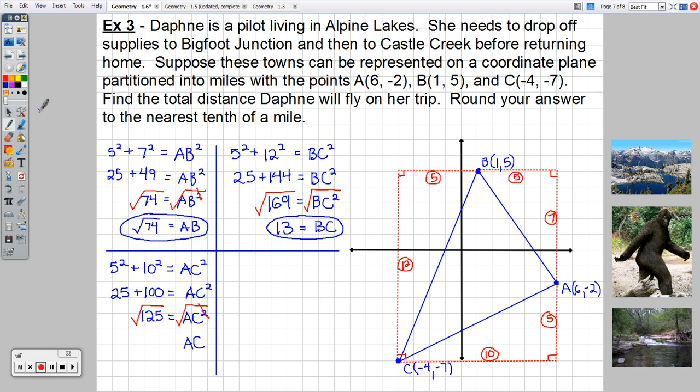That's what that one would be in simplified radical form. However, not getting into that in this lesson, I can leave it like this for now since I'm going to round it in the end.